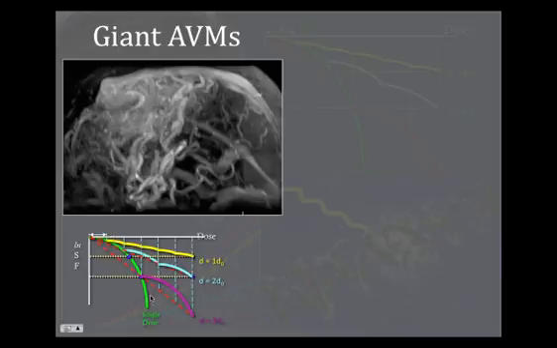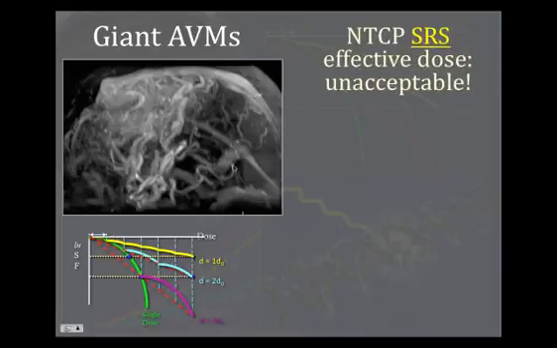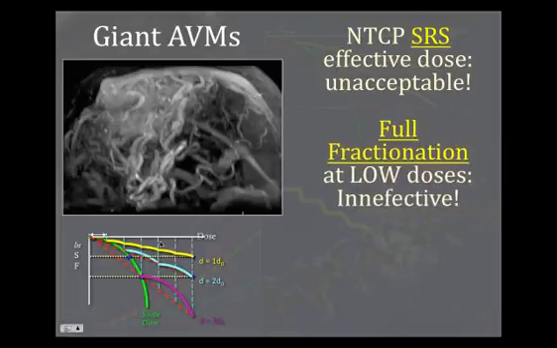And here's just the graphic to show you. So what we know is that we cannot give a single blasting dose that's effective to trigger obliteration. On the other hand, if we fractionate, we are not going to go anywhere.